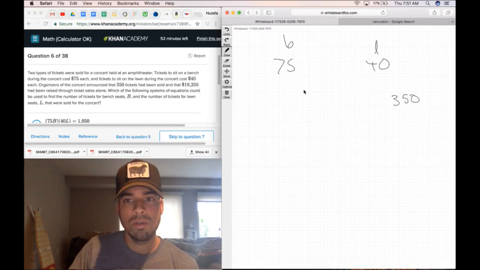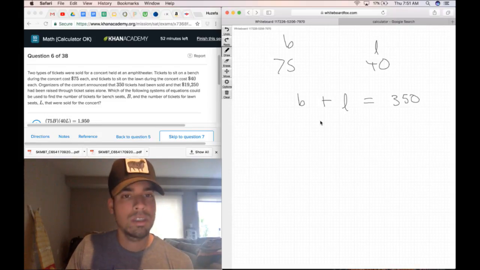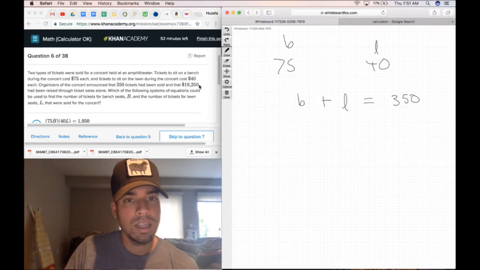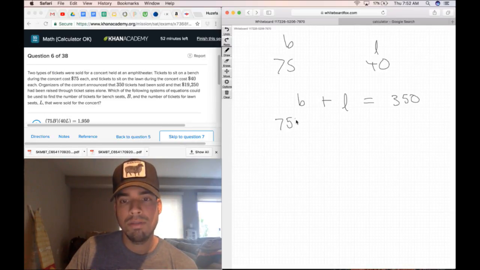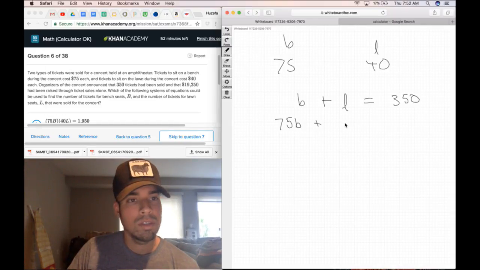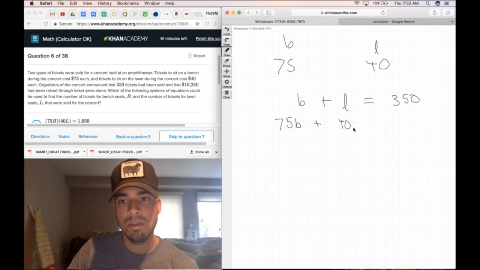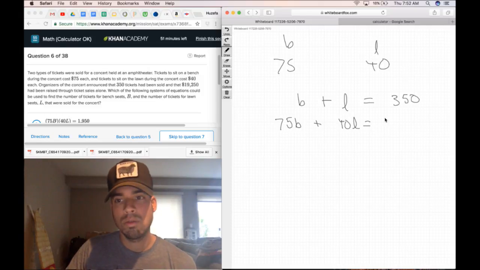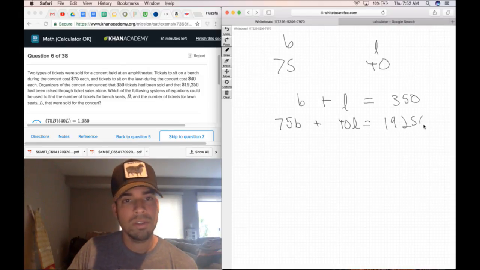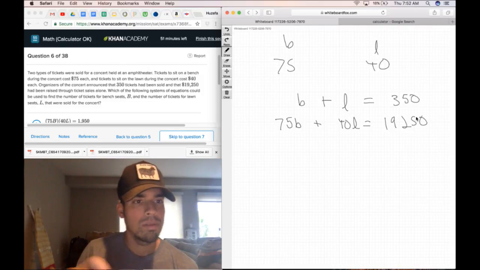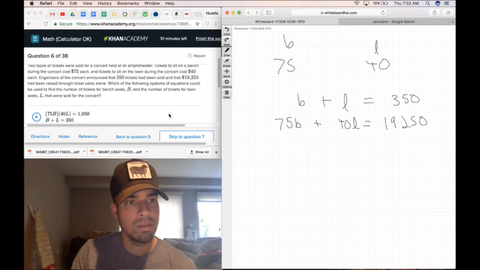350 tickets have been sold, so that means bench plus lawn equals 350. The total amount raised means if we take the cost 75 times the number of bench plus 40 times the number of L, we get a total money of 19,250. Which of the following systems could be used to find the number of tickets? B is the number of bench tickets, L the number of lawn tickets.